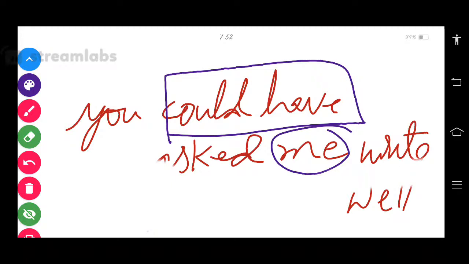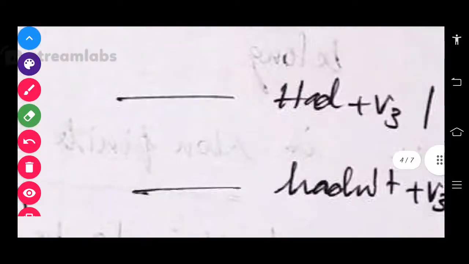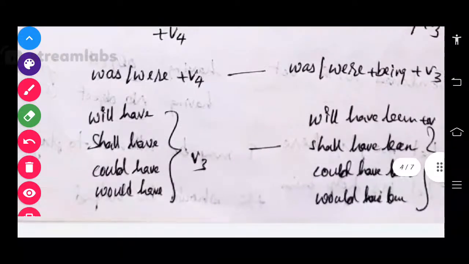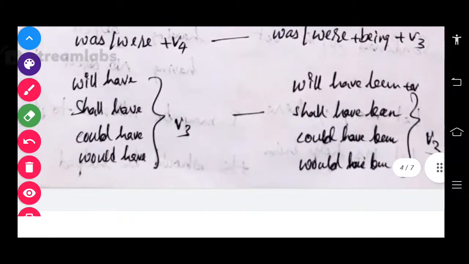Really, did you understand this? Okay, so here: could have, should have, would have. When we get this kind of question, these are to be used like this. See that could have has to be used like have been: could have been, would have been, should have been, shall have been, right? I could have been asked to write.